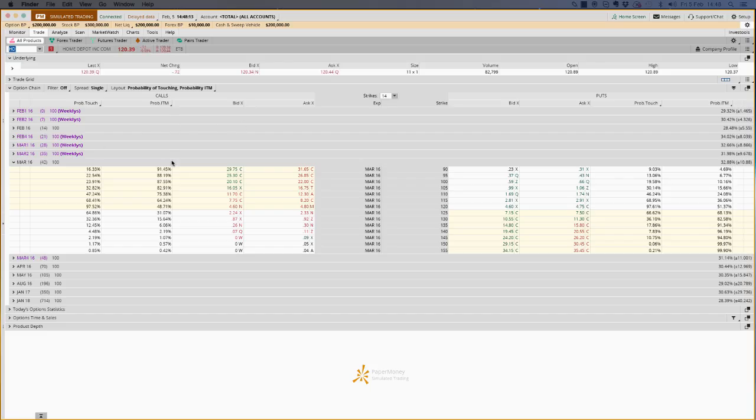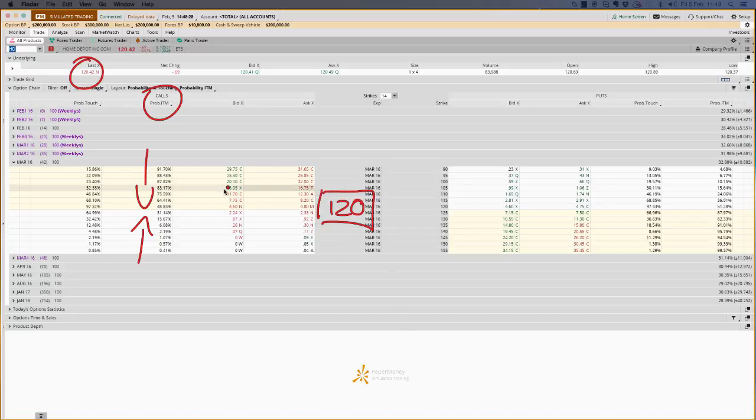So what this probability of being in the money column does for us is it starts to give us some percentages of what is likely to happen. As I'm talking, we can see that the current stock price is still around $120. And this probability of being in the money is essentially those figures, expressed as percentages. So if price was to move from 120 to 115, or even up to 125, it tells us the probability of that happening.